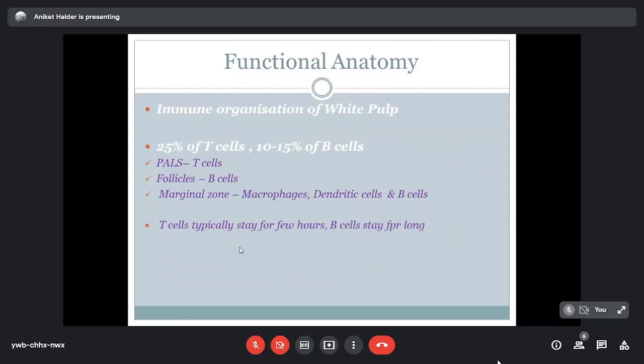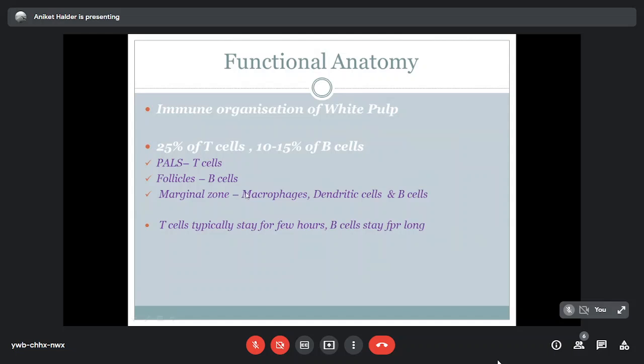So in the spleen, about 25% of all the T cells of the body are present, whereas 10 to 15% of B cells are present in the spleen itself. As I had said, the T cells are mainly present at the periarterial lymphatic sheath, whereas the B cells are present in the follicles, which are just at the periphery of this lymphatic sheath. The marginal zone is the place which bridges between the white pulp and the red pulp, and this is a very specialized zone, which is very important, and I will discuss it.